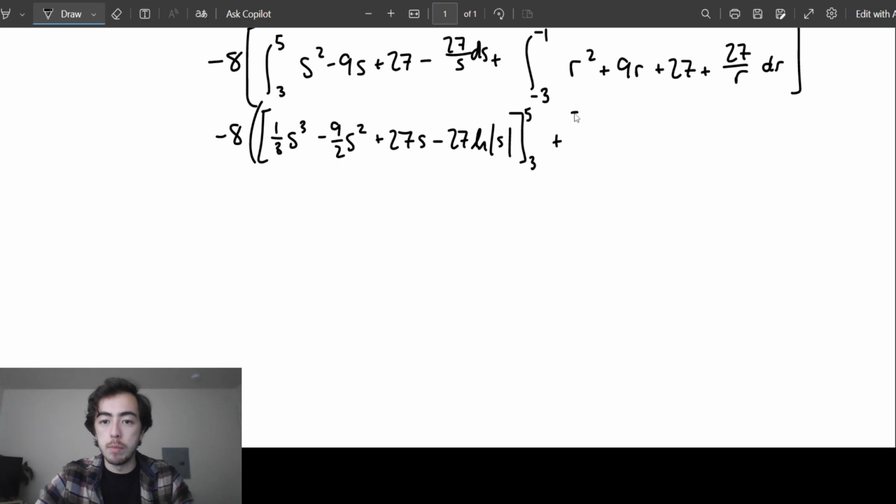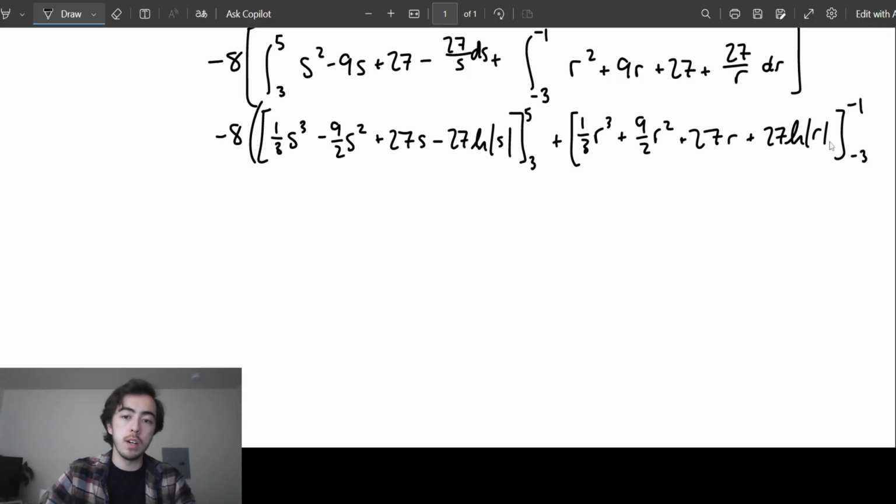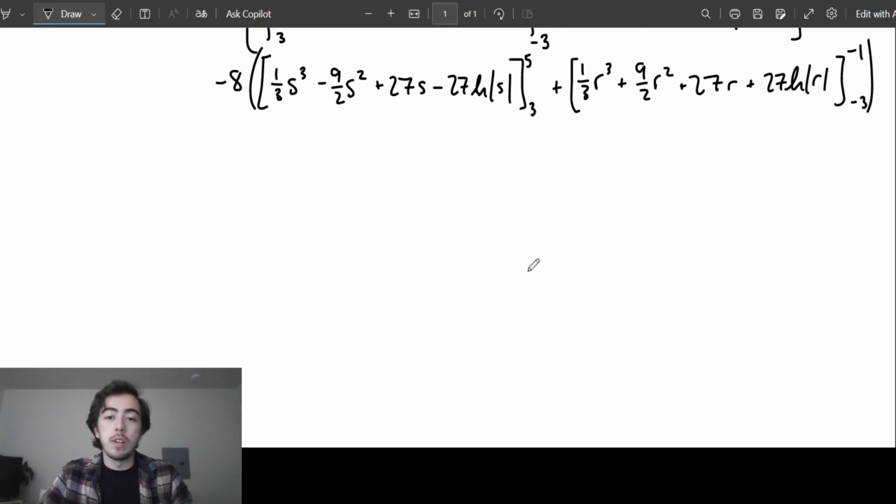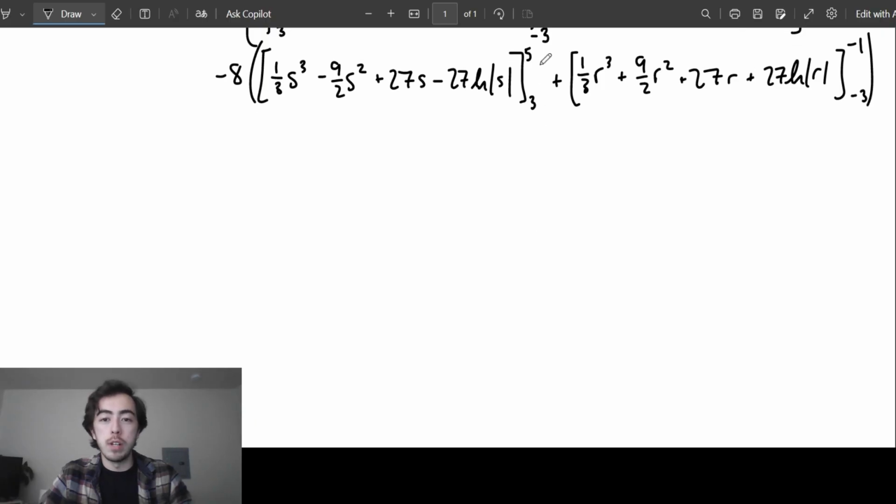Then we're adding basically the same thing, but we're going to evaluate these from negative 3 to negative 1. So 1/3 r cubed plus 9 halves r squared plus 27r plus 27 natural log of the absolute value of r. Okay, there we go. And close parentheses. So it's going to take a while. We need to plug in the upper bound, plug in the lower bound, and subtract those two values and do it for both of these.